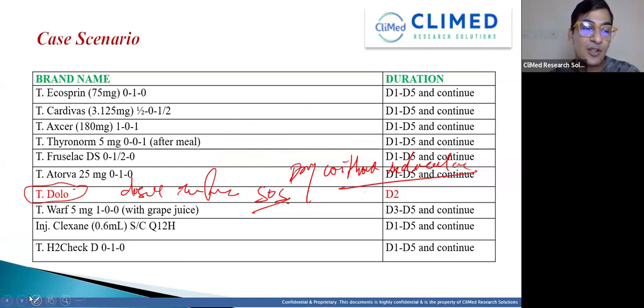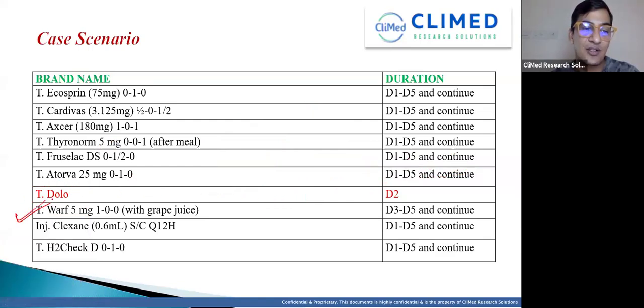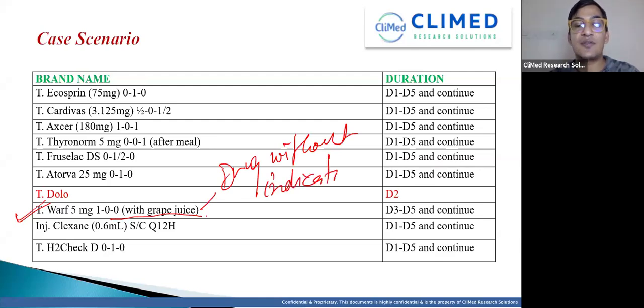Now, what about the warfarin, guys? That's important. Is it all correct? Can we give it with grape juice? Eva is telling warfarin should not be given with grapefruit juice. This is first of all an anticoagulant. This is again a drug without indication. MI is not required. Warfarin is not required at all because we have ticagrelor and aspirin here. This is a drug without indication.